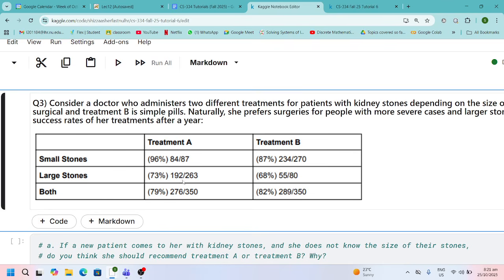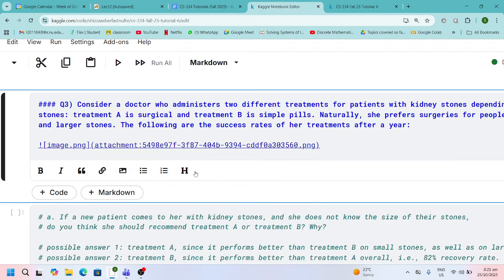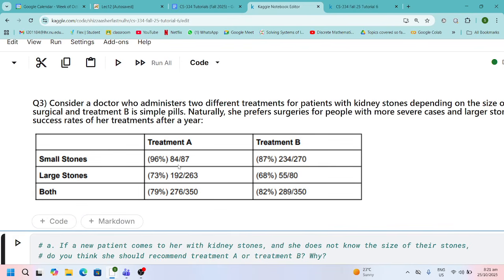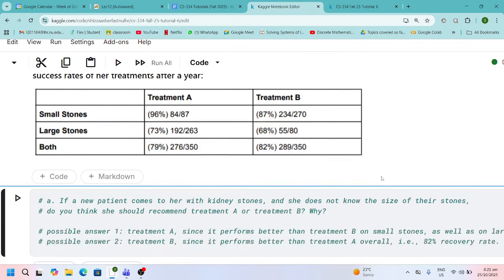So how did I compute these percentages? Just to tell you quickly, I had 87 plus 263. These were the total number of people who were given treatment A. And then 84 plus 192. These were the total number of people for which treatment A was successful. And similarly, I computed this for treatment B as well.